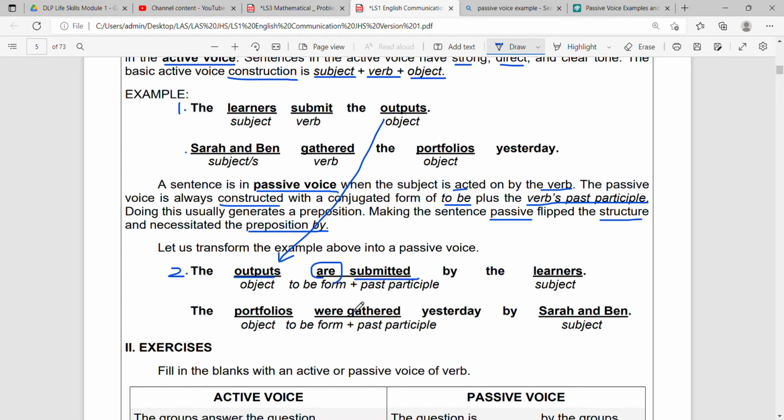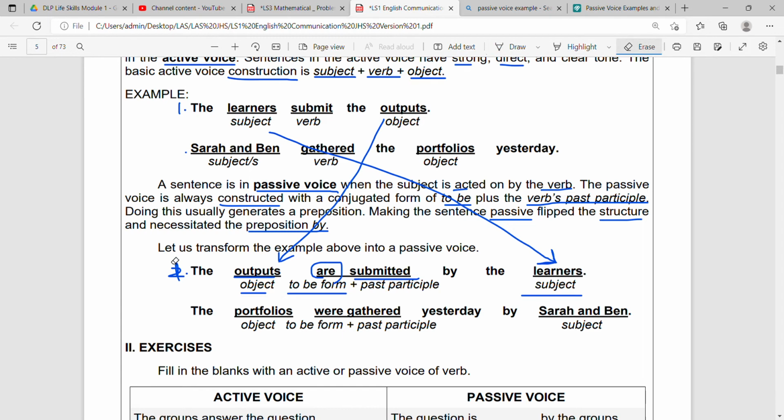Okay, mao na siya ang formula sa passive voice. Object, to be form, the verb, and then naulahi na ang subject. Okay? So, from active voice, the learners submit the outputs. It will become the outputs are being submitted or are submitted by the learners.